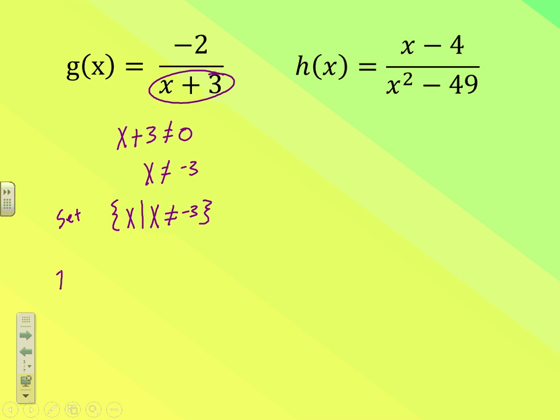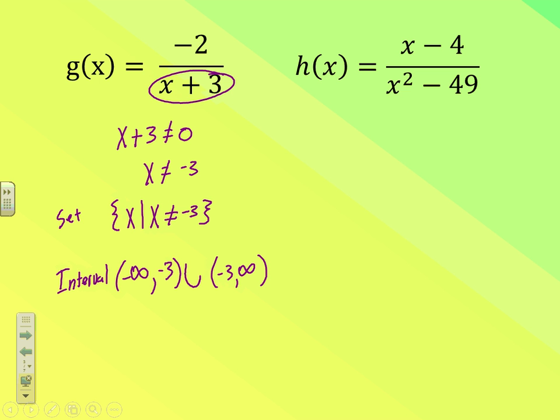In interval notation, and I'm showing you both because we're not actually being asked to specify, but if we do say set notation or interval notation, you'll know which way to do it. So interval notation says I can be anything except for that negative 3. So I can be all the way from negative infinity up to, but not including, the negative 3, and I can be from negative 3 all the way up to positive infinity.